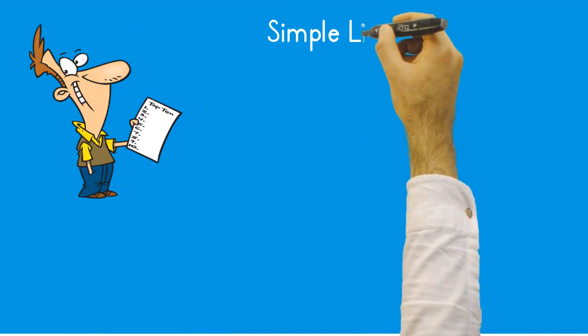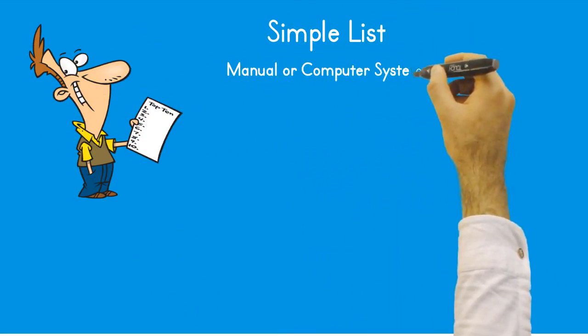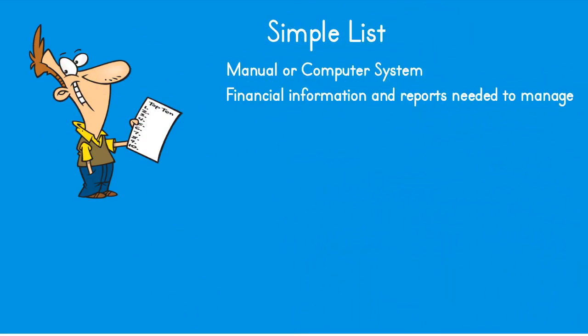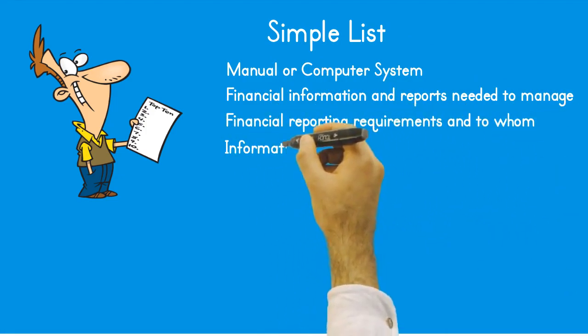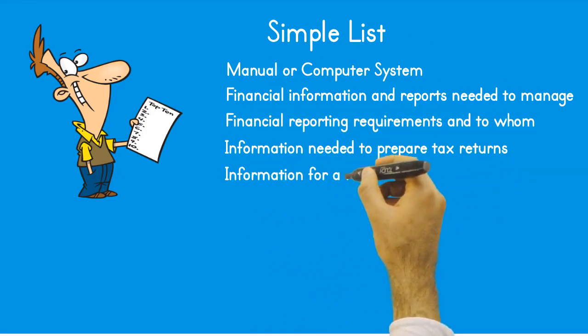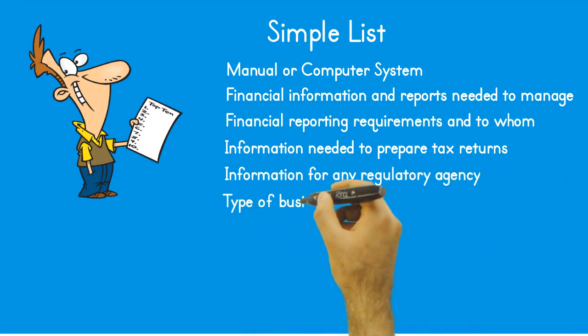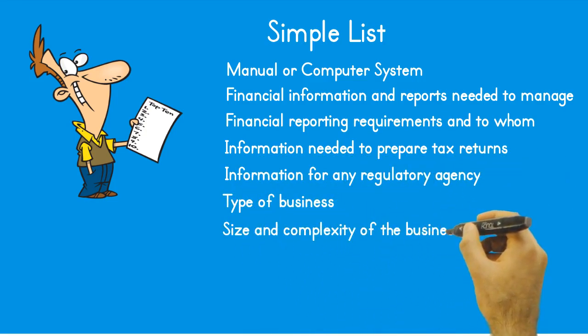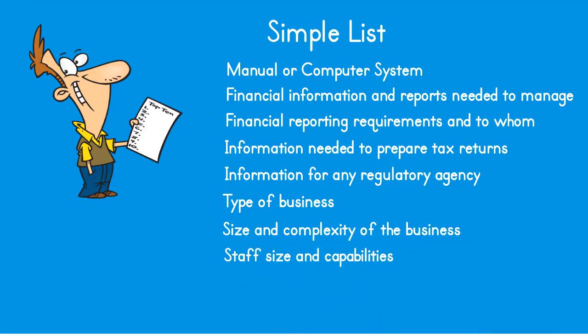Let's make a simple list based on our discussion to serve as a simple aid as to what to consider when setting up your chart of accounts. Manual or computer system. Financial information and reports needed to manage your business. Financial reporting requirements and to whom. Information needed to prepare tax returns. Information needed for any special regulatory reporting requirements. Type of business: manufacturer, retailer, wholesaler, service, nonprofit, government. Size and complexity of the business. Staff size and capabilities. Need for a simple or more complex coding system.